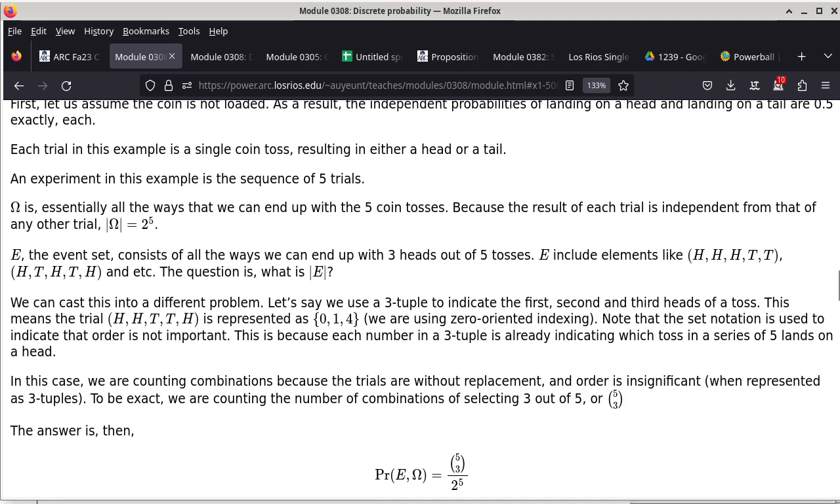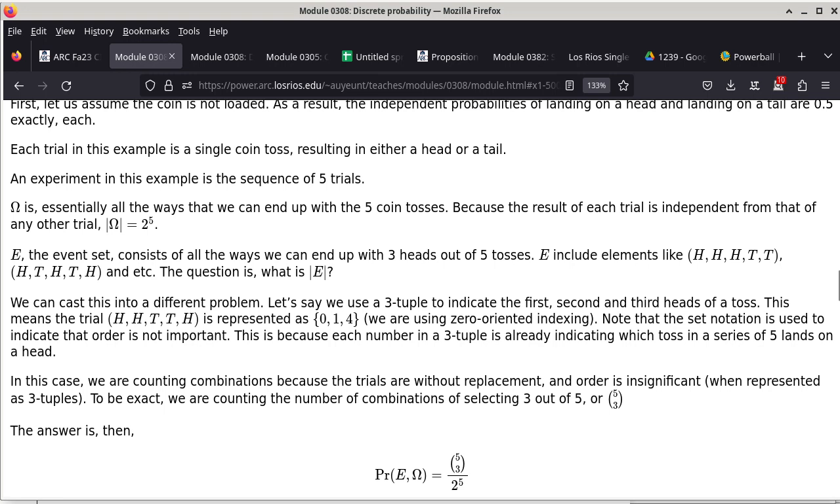So this way of looking at each outcome of the experiment is interesting, because we are coding everything in just head versus tail, which can also be converted into zeros and ones. But there's another way to do this. The other way is to look at the tuple of head, head, tail, tail, head as 0, 1, 4. The conversion from this format to this format is by encoding which positions within the tuple are the heads, or the results that we want.